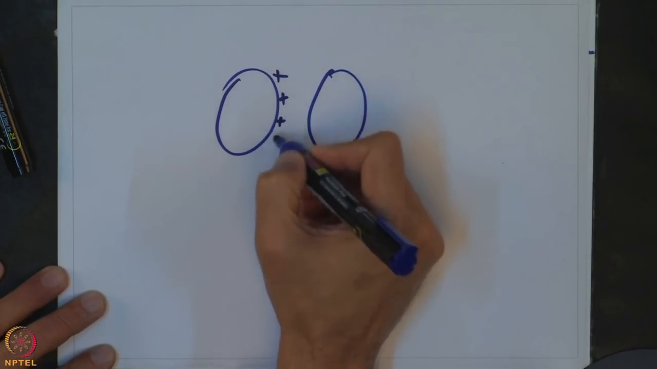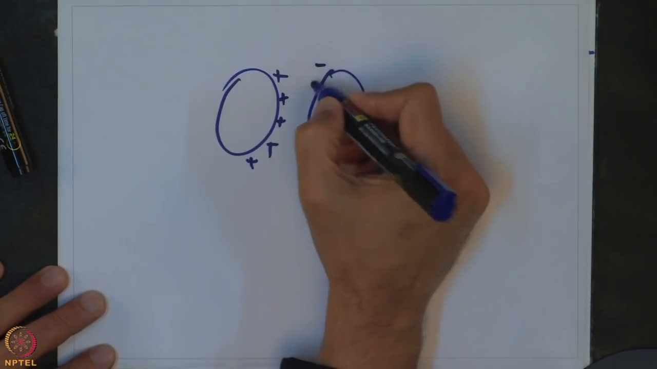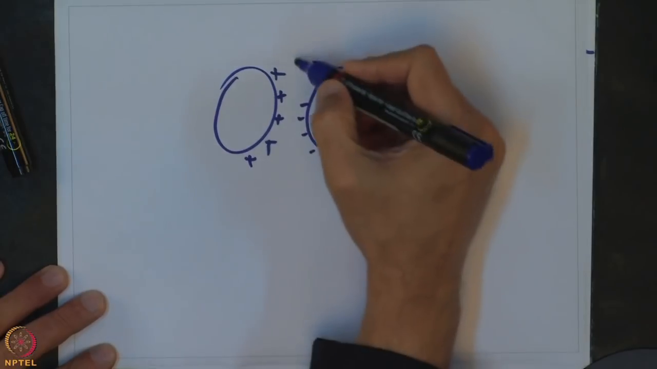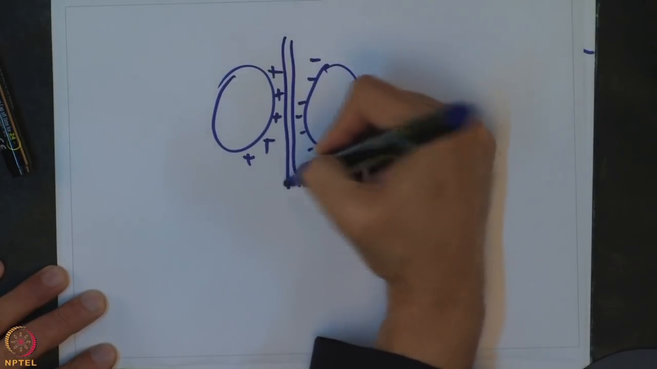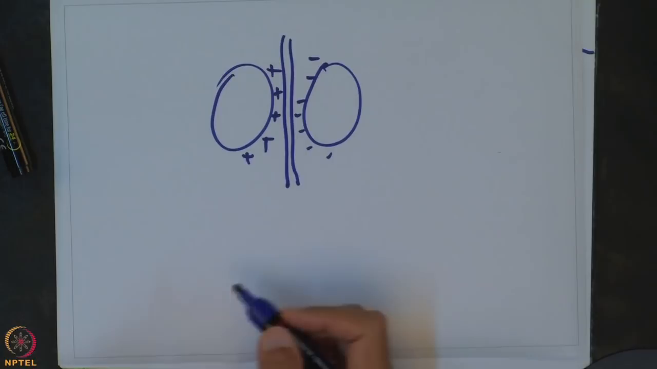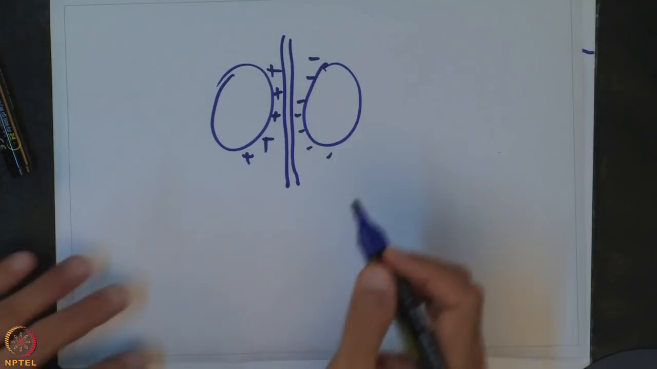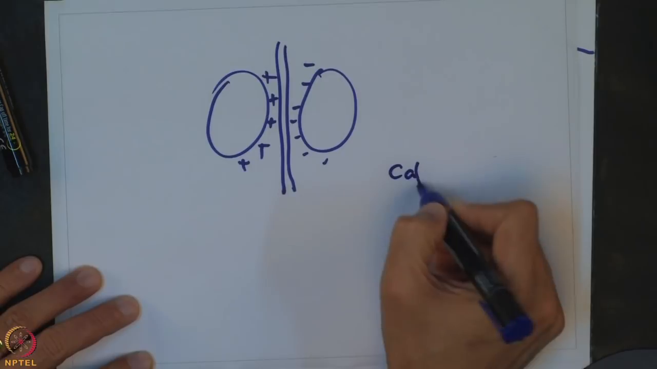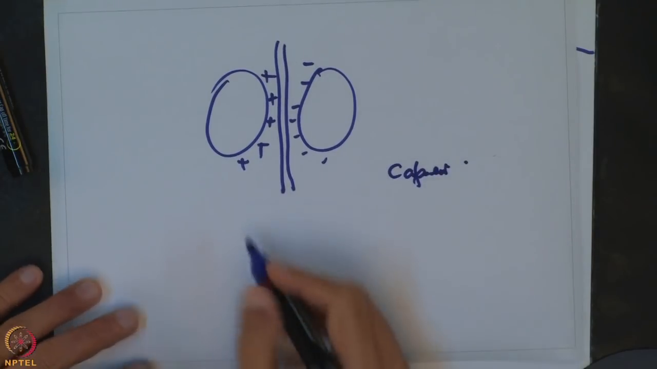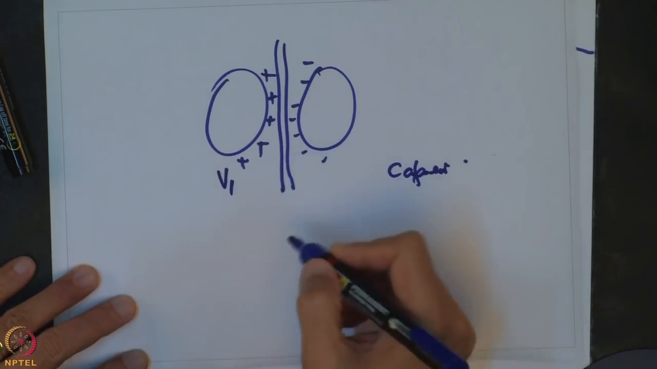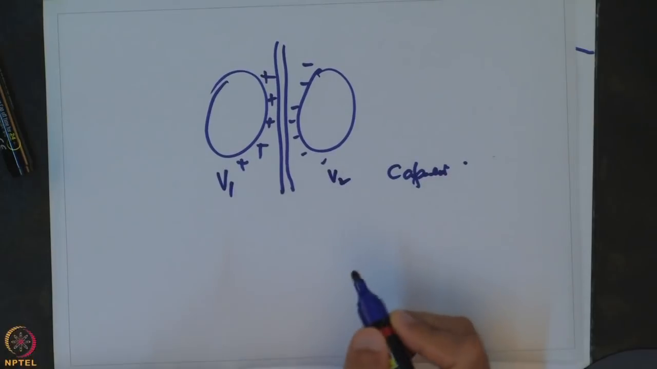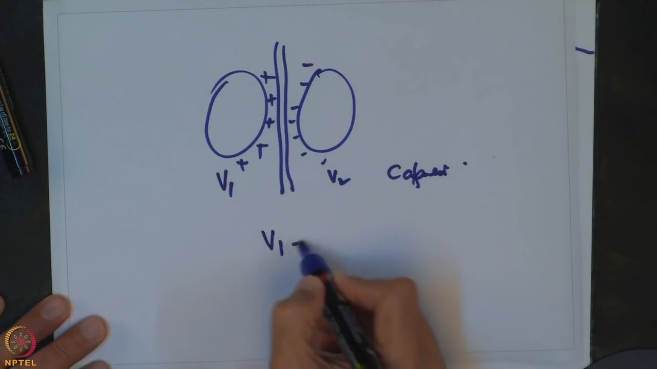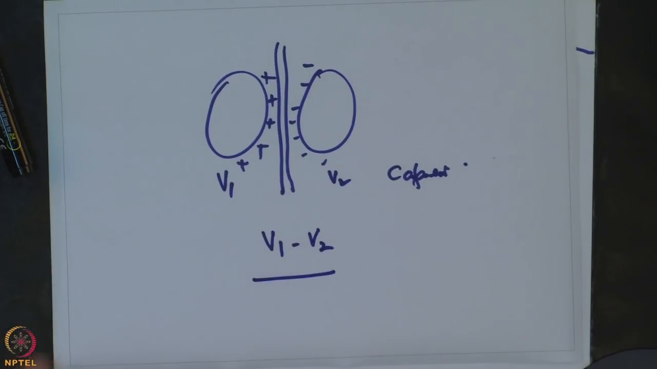Let us say there are some positive charges here and there are some negative charges here, and you separate them through an insulator, such as a dielectric. If you put that there, then this amounts to a capacitor. The voltage of the first conductor is V1 and the voltage of the second conductor is V2, then the potential difference between the two is V1 minus V2.